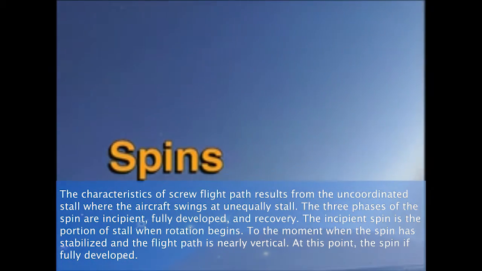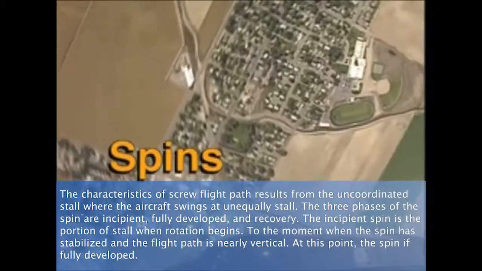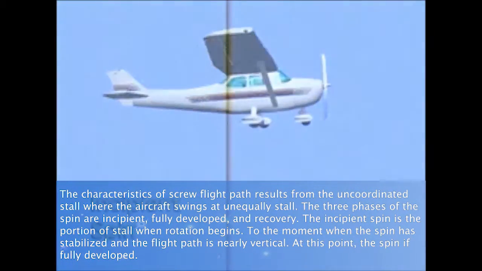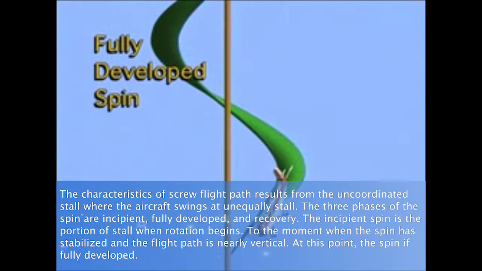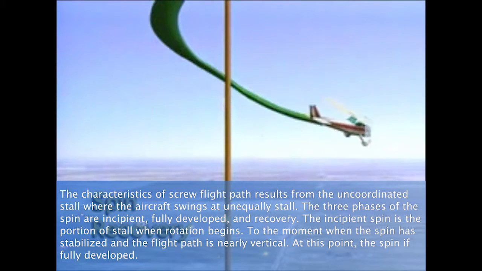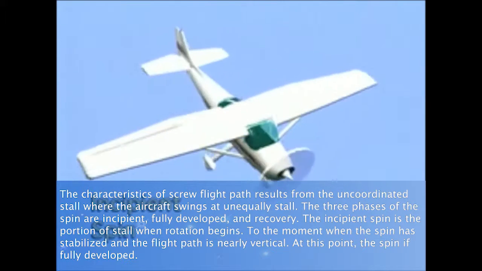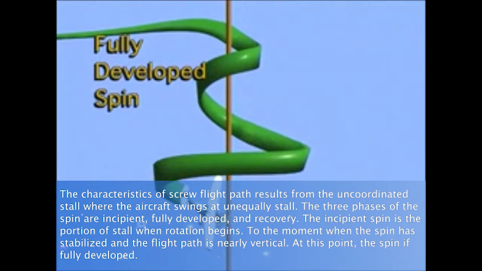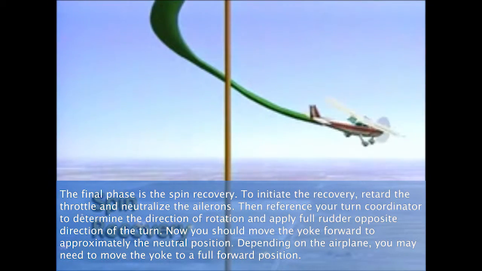The characteristic corkscrew flight path results from an uncoordinated stall where the aircraft's wings are unequally stalled. The three phases of a spin are incipient, fully developed, and recovery. The incipient spin is the portion of the stall when rotation begins, to the moment when the spin has stabilized and the flight path is nearly vertical. At this point, the spin is fully developed. The final phase is spin recovery.